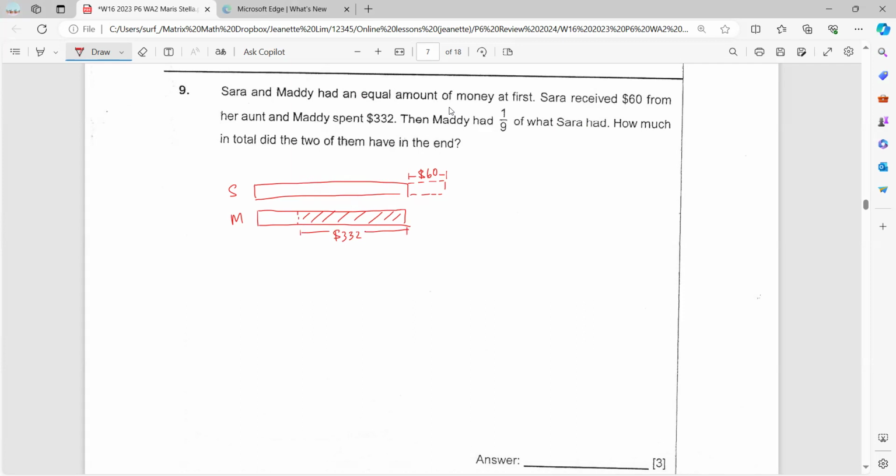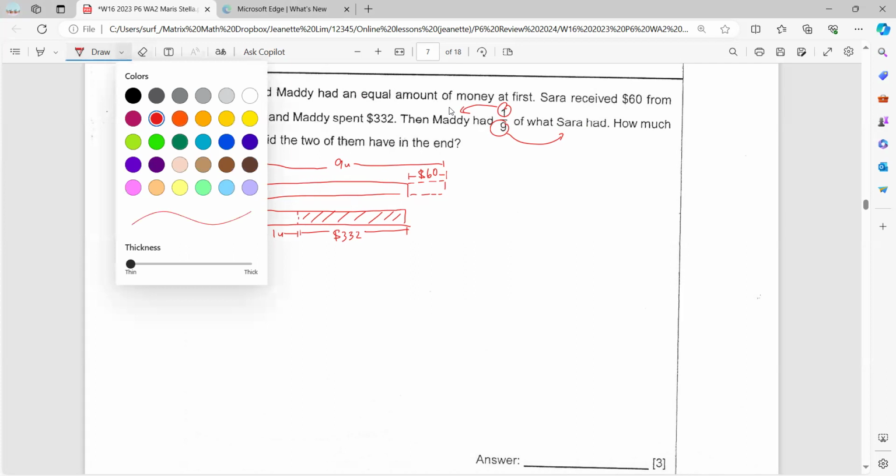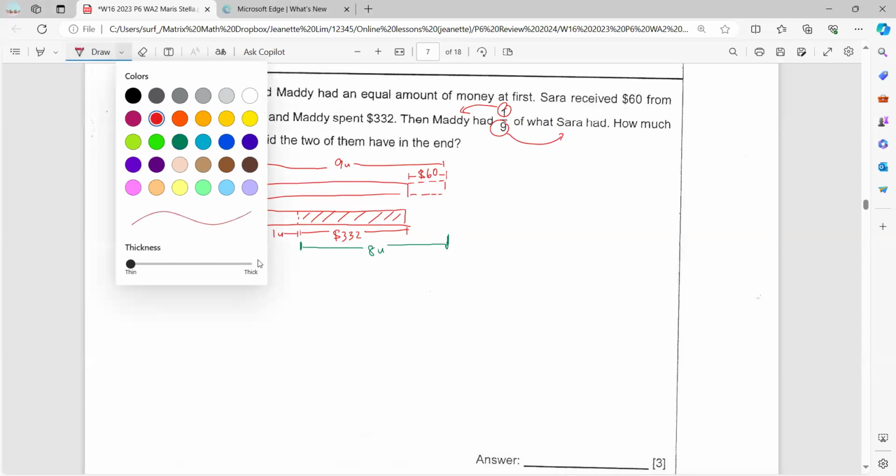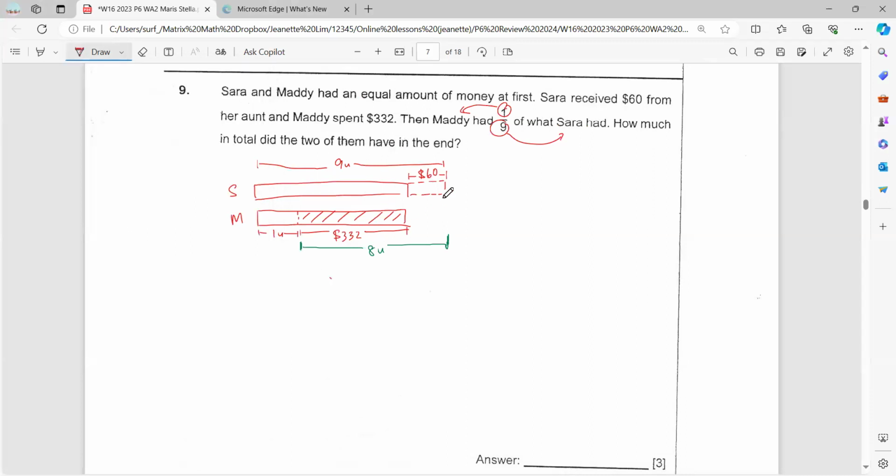In the end, Maddie had 1/9 of what Sarah had. So Maddie had 1 unit, Sarah had 9 units for the whole thing, including the $60. So how many units can we find? We're actually looking at this portion here, where the 1 unit ends to where the 9 units end. The difference will give us 8 units. This is what we can find. So 8 units is 332 plus 60.